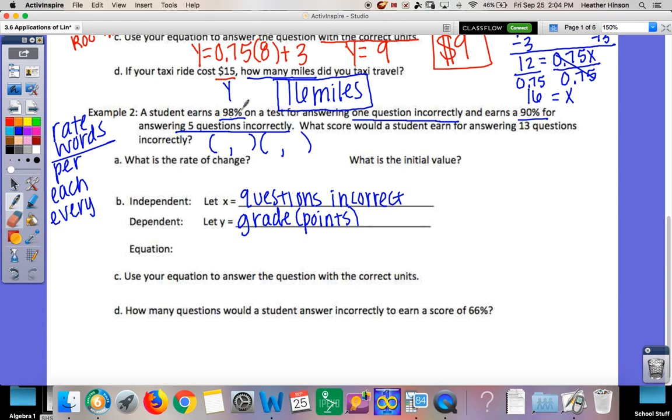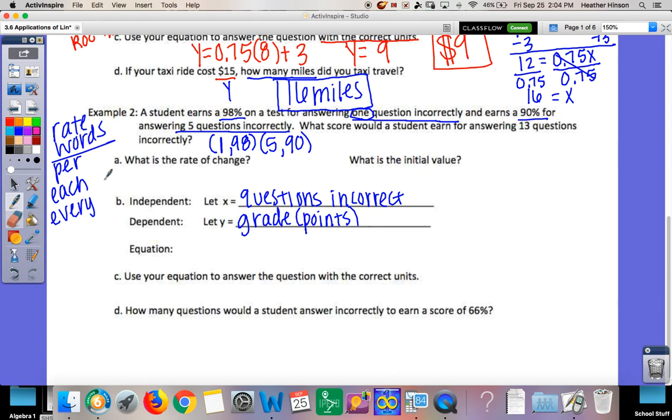So for a 98% grade, that's your grade, so it goes second in the Y spot. You got that on a test for answering 1 question incorrect. So 1 question gets you a 98. You get a 90%, that's your grade, so it goes second, for answering 5 questions incorrect. Questions incorrect is X, so it goes first.